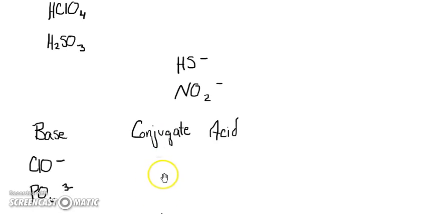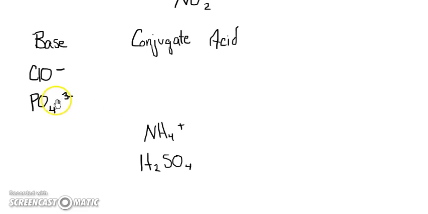And you can go in the other way too. If you look at a base, like here we have ClO-, the base again accepts the H+, so in this example it would become HClO. And then we also have PO4-, and if this accepted an H, it would become HPO4 2-. If we look at our conjugate acids, the acids are donating the H+, so NH4+ would become NH3, and H2SO4 would become HSO4-.